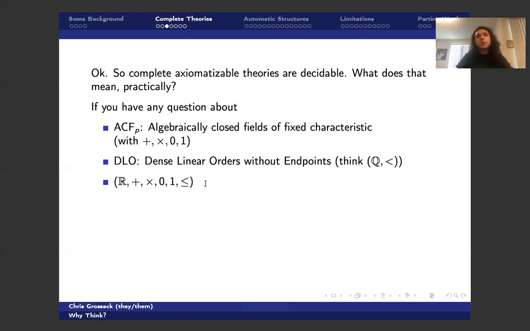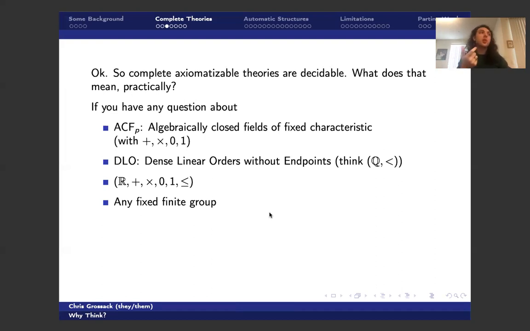OK, if you just look at the theory of the reals, if you've done any real algebraic geometry, you've probably heard this. The theory of this is called the theory of real closed fields. That's also decidable because it's complete. If you take your favorite finite structure, then this theory is complete for kind of silly reasons.